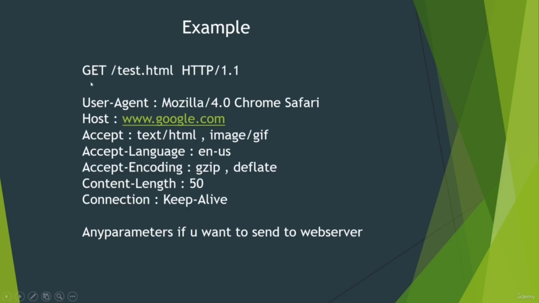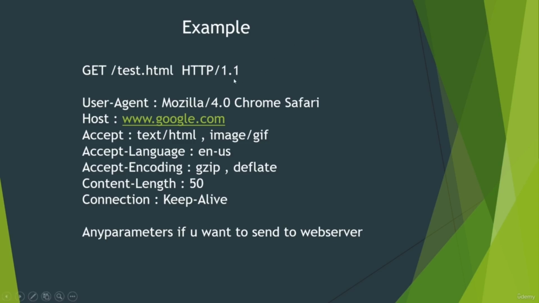First one is a GET request, and this is the format of the GET request. You can see first is the GET. So I want to get something, and that is /test.html. I want to get test.html from the web server, and I want to specify the protocol I am using. So I want to use HTTP 1.1. 1.1 is the newer version, and 1.0 is the older version.